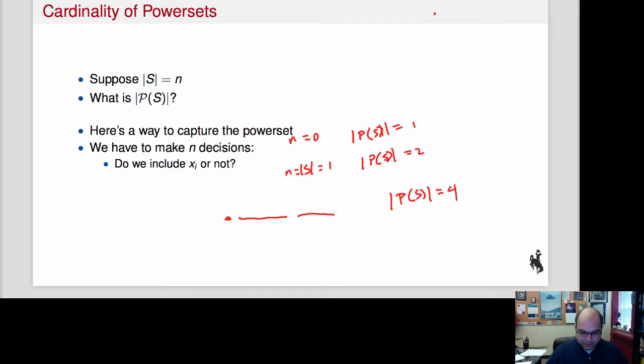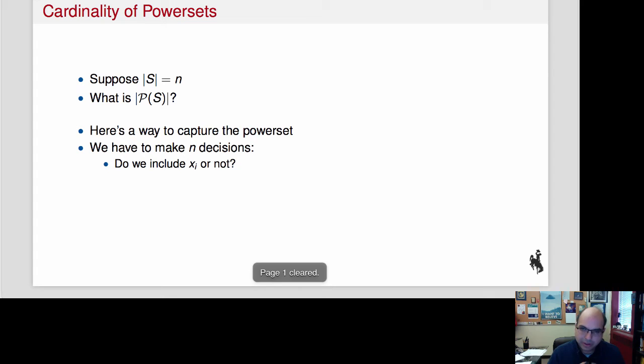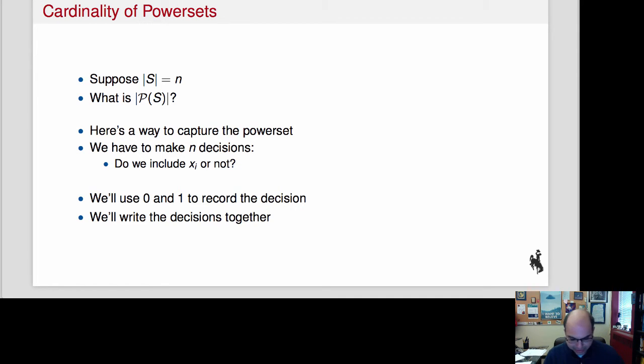Let's collapse all that into a slightly different way of thinking. Here's the way that we're going to find the elements of the power set, the subsets. We're enumerating them, so we're discovering all of them. What I'm going to say is that you get to make n decisions. If I'm building a subset, do I include x sub i or not? And there are n of them, x1, x2, x3, up to xn. For each one of those, I get to make an independent decision. Do I want to include x sub i or not? So, n independent decisions.